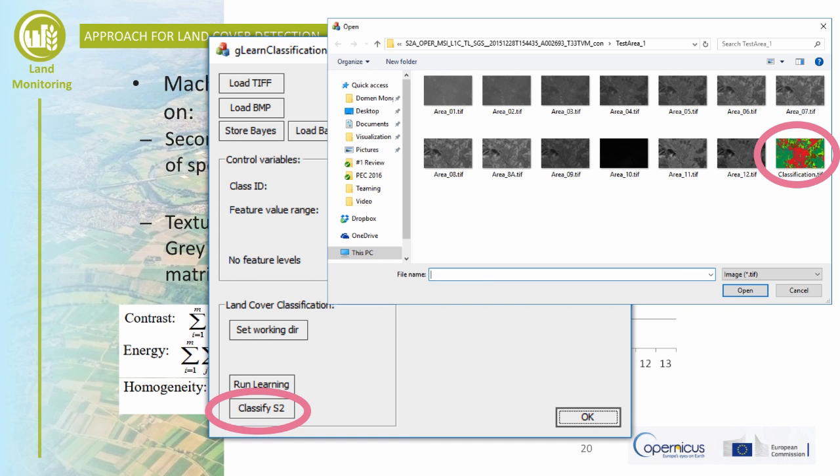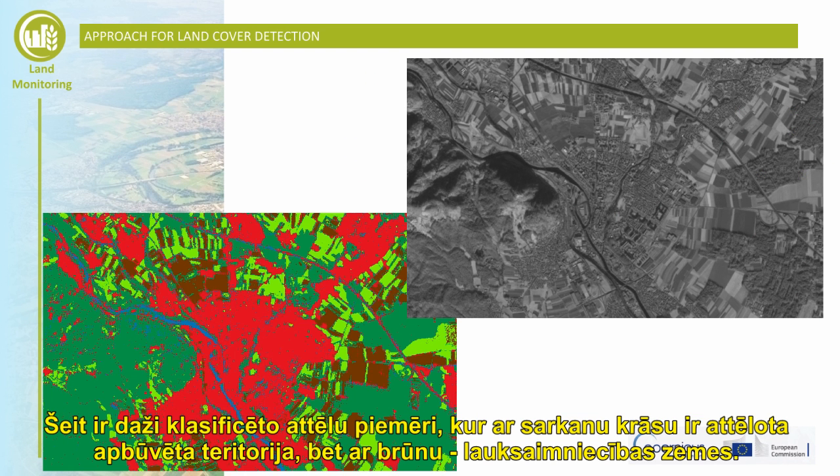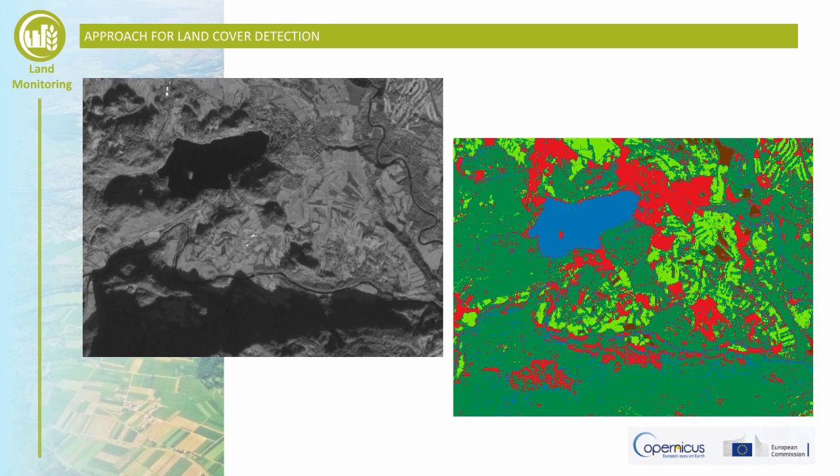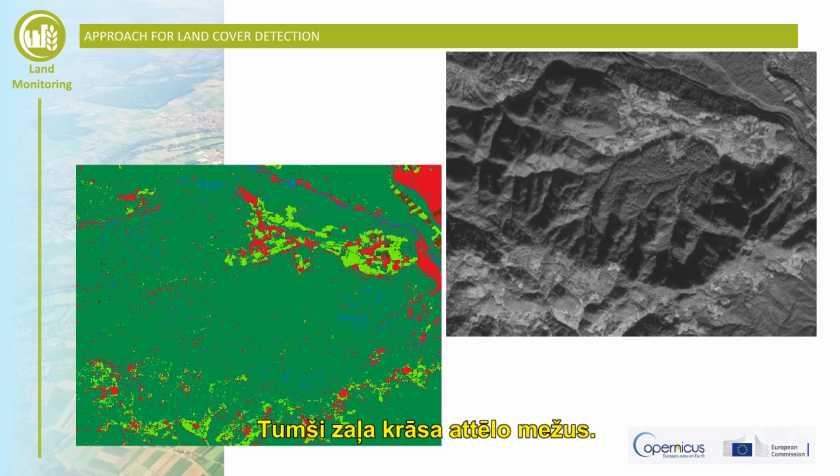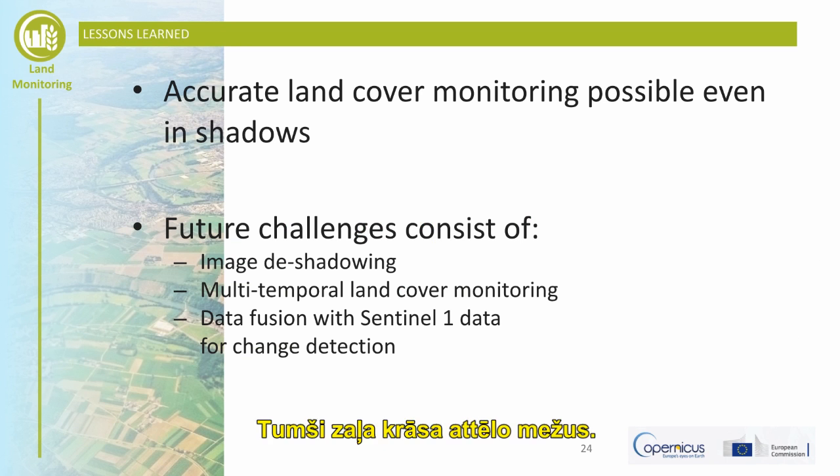land cover types. Here are some examples of classified images where red represents built-up areas and brown represents farmland. Blue represents water and light green represents meadows. Dark green represents the forests.